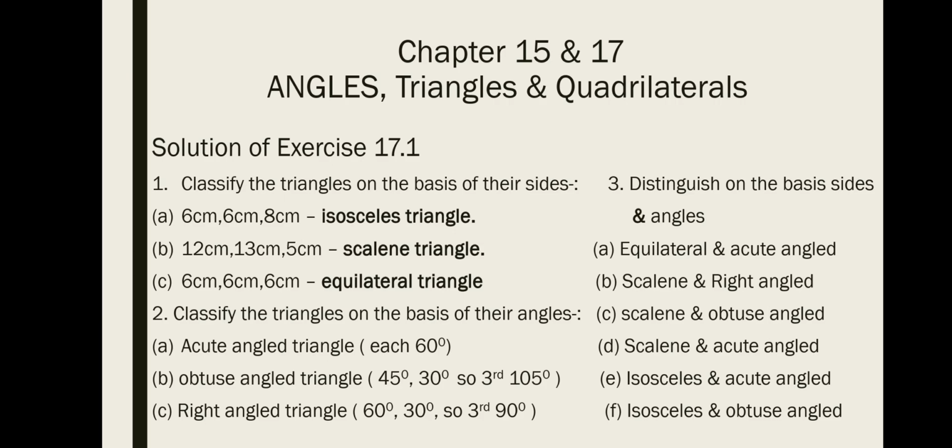C question, right angle triangle. Because they have given two angles, 60 and 30, whose sum is 90. So the third angle will be 180 minus 90, which is 90 degrees. So it is a right angle triangle. Because if one of the angles is 90 degrees, then it is called a right angle triangle.